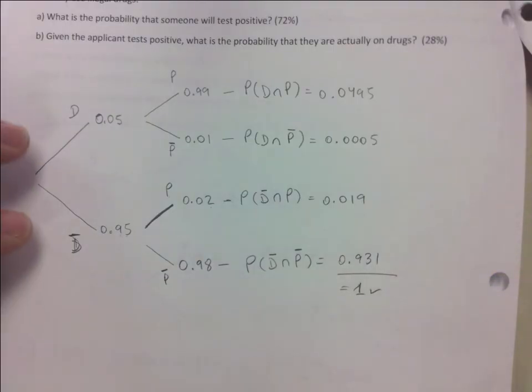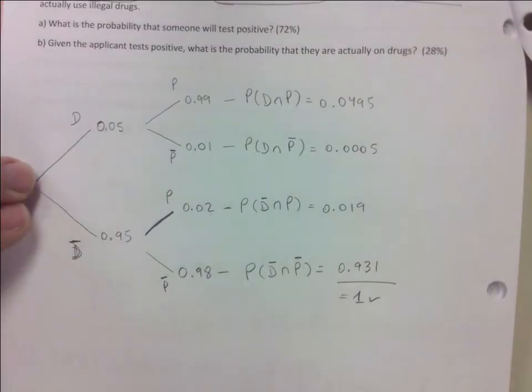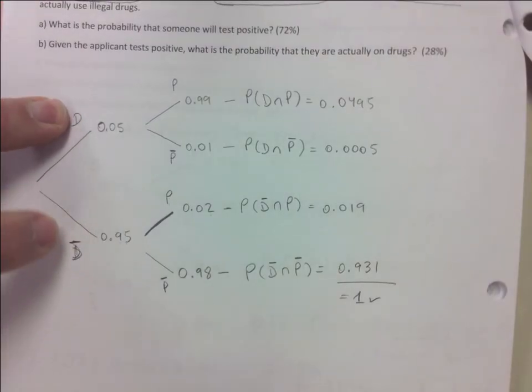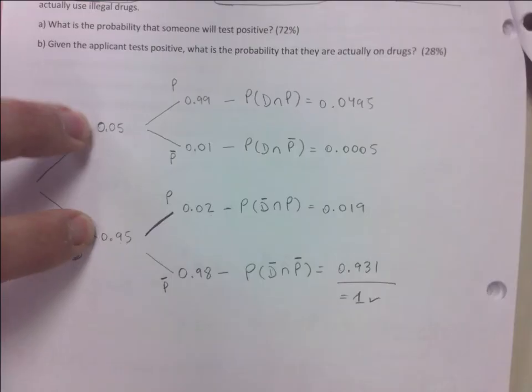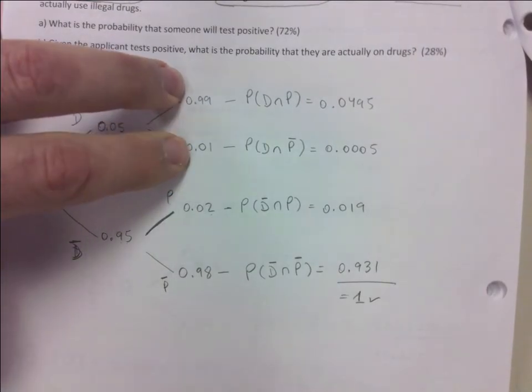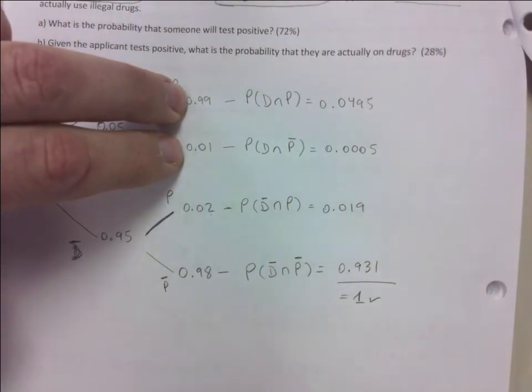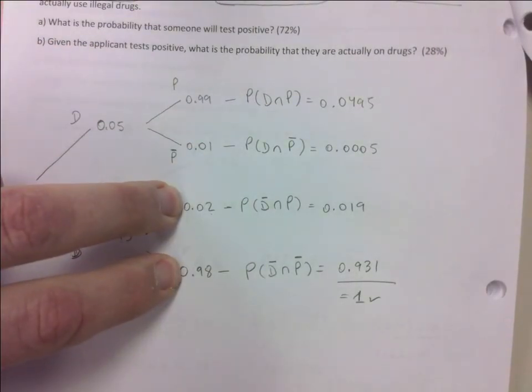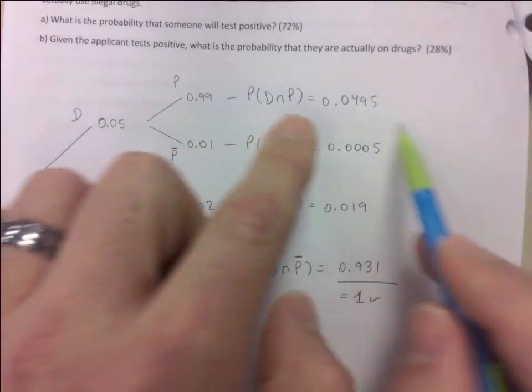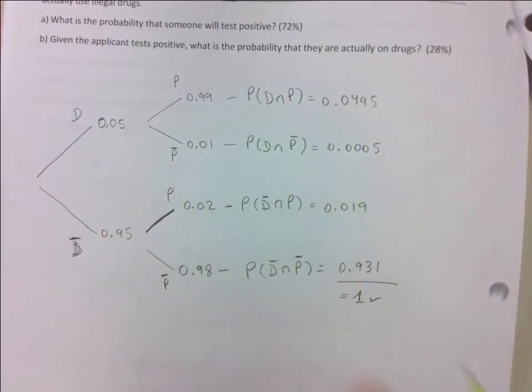So when you branch off, make sure that it happening and it not happening add up to 1 in and of itself, right? Every kind of branching off, that should be 1. This should be 1. And then at the very end, when you multiply everything, you have that.